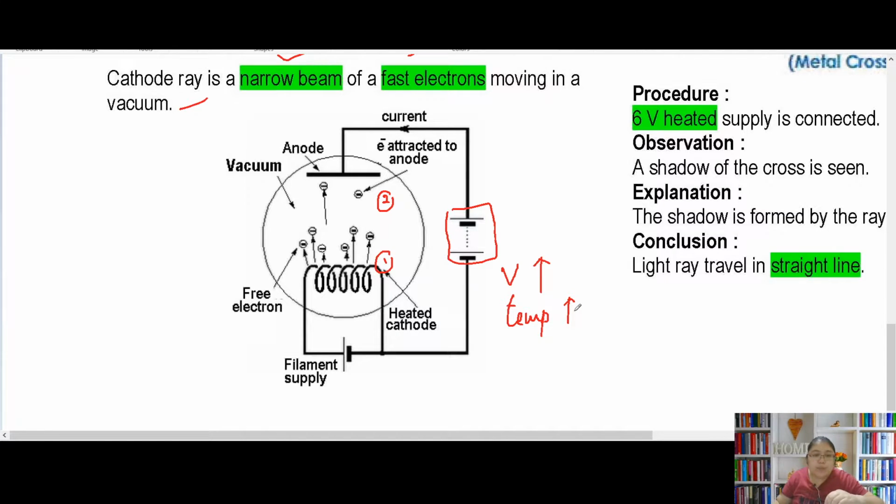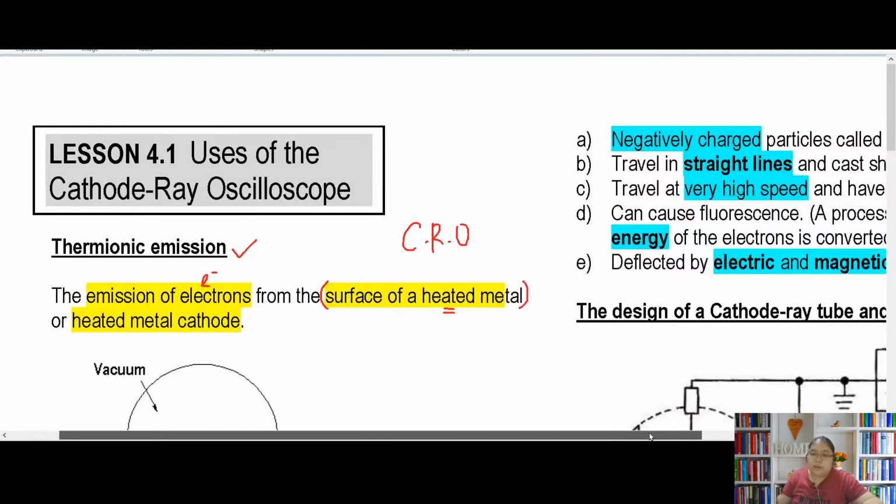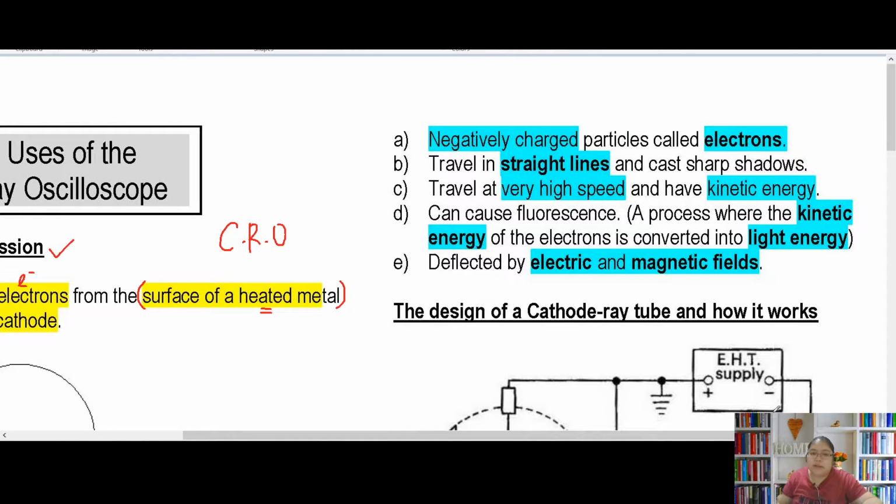Okay, let's see the explanation. This one shows the characteristics of the cathode ray. Cathode ray actually is a narrow beam formed by moving electrons. So we can call it an electron, a negative charge particle. Now the electrons move in a straight line.